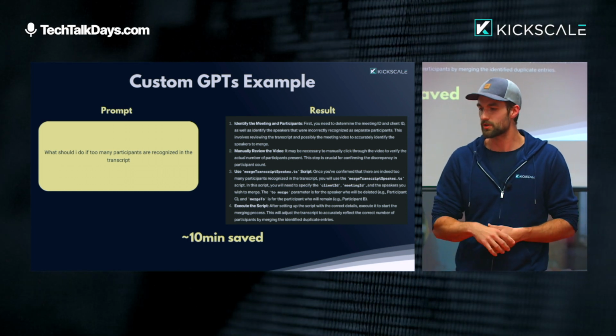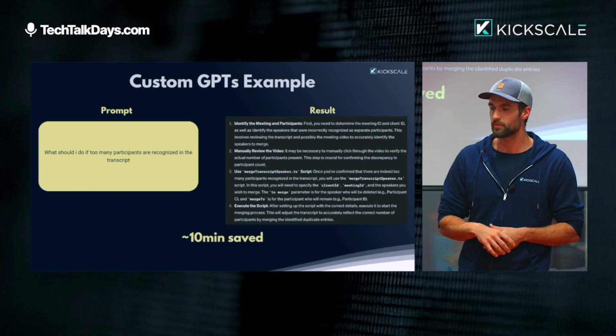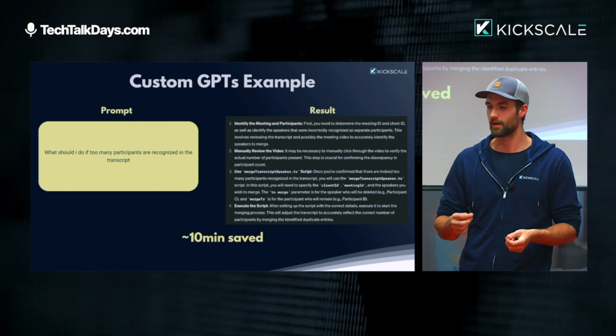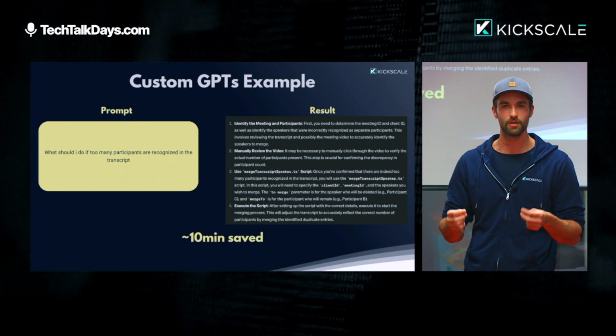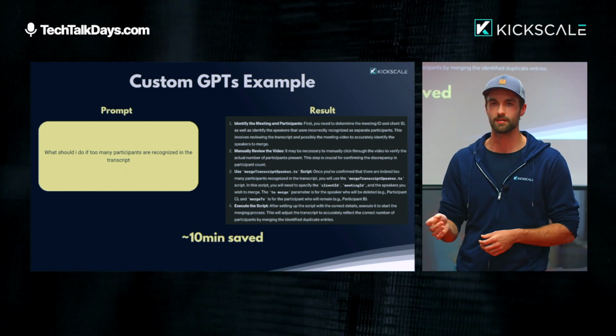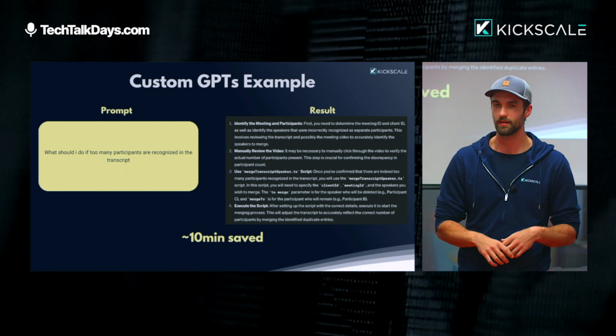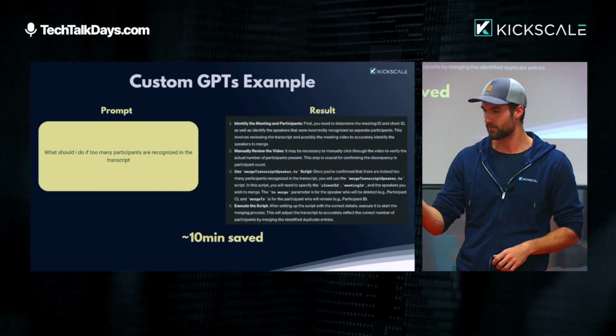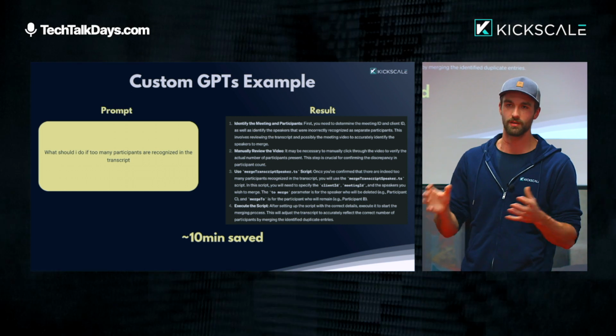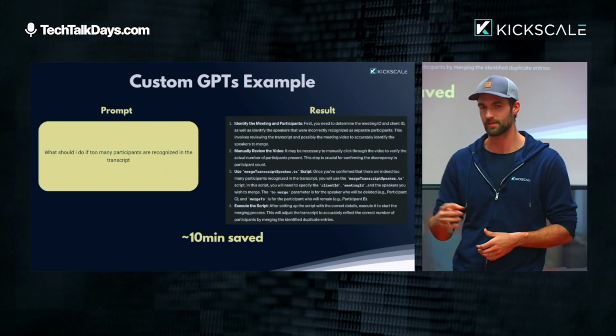They tell it, all right, what should I do if, for example, in a transcript there are too many participants recognized, and then it gives you a step-by-step instruction what you actually need to do to fix this error. Like find out the meeting ID, manually review how many participants were actually in there. Now we have a script for that, so we can fix that. You put in information into that and then just execute the script.